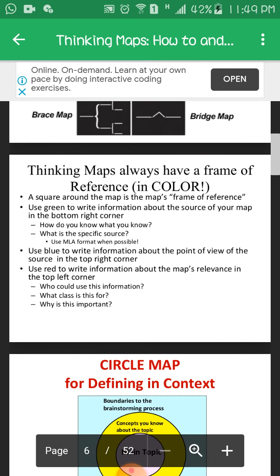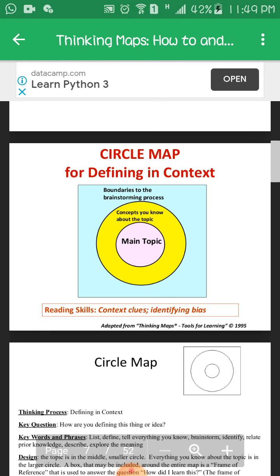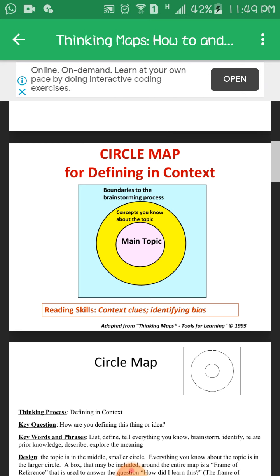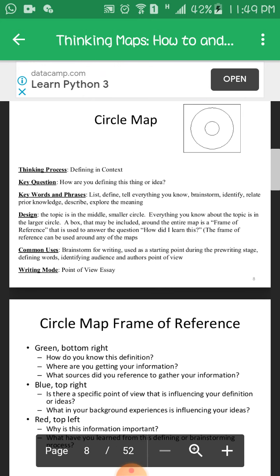Okay, let's see them in detail. Circle map. We can use circle map for defining in context. Main topic will be in the circle, and then concepts you know about the topic, and then boundaries to the brainstorming process. Circle map. Thinking process. Defining a context.